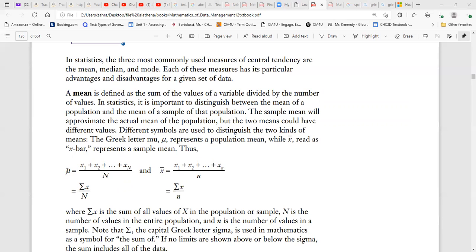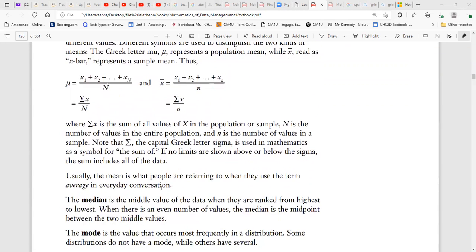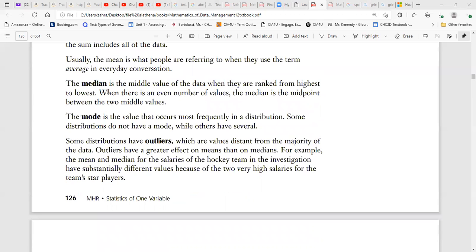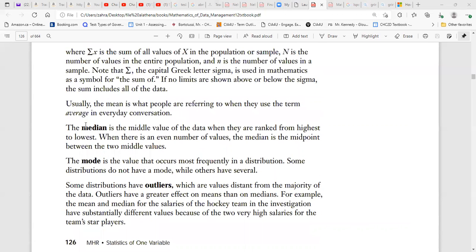If you're taking the mean of the population, you show it with the mu, this symbol. And the mean for a sample is going to be X bar. So what is the median? Median is the middle number. If you rearrange your data from the lowest to the highest, the middle value is your median.